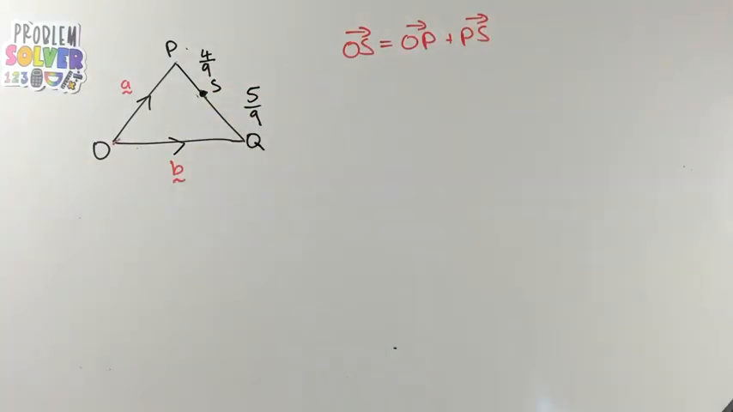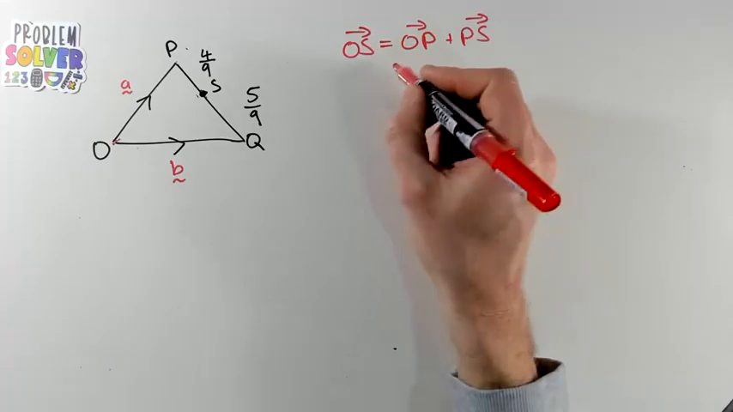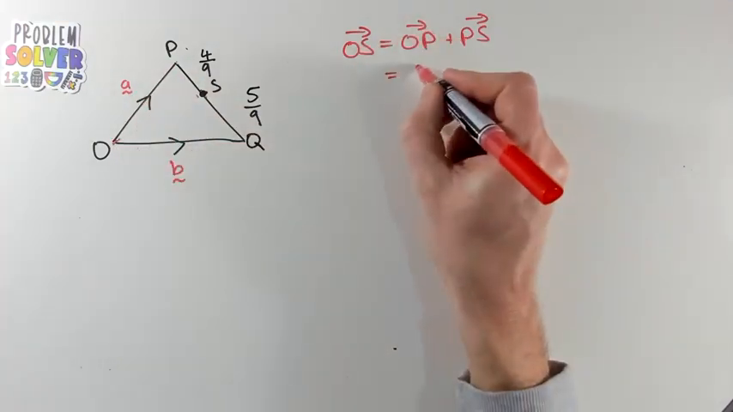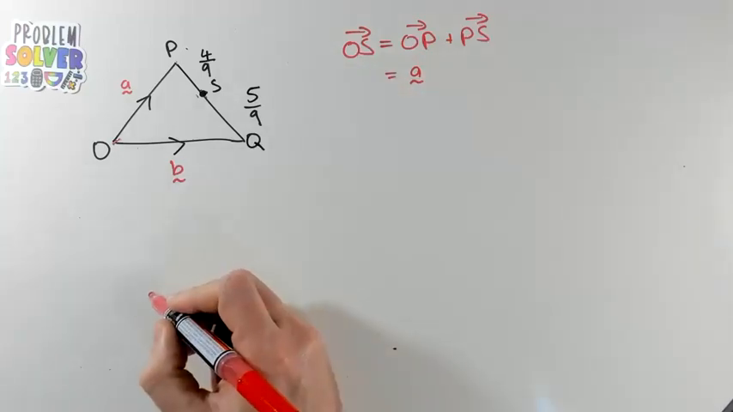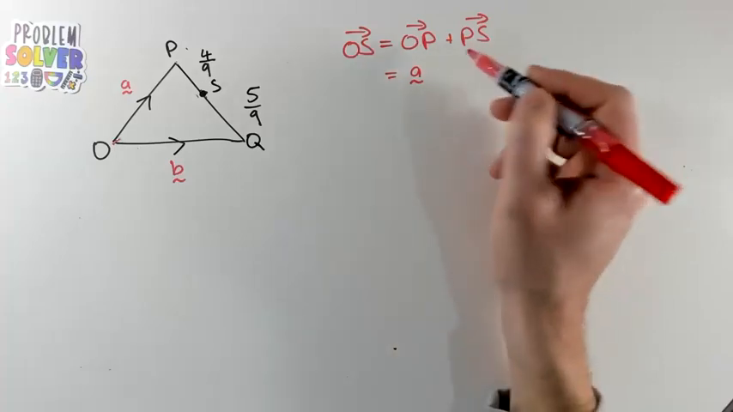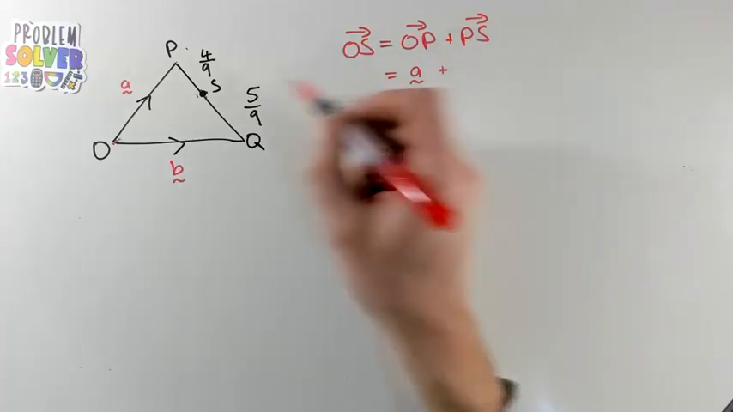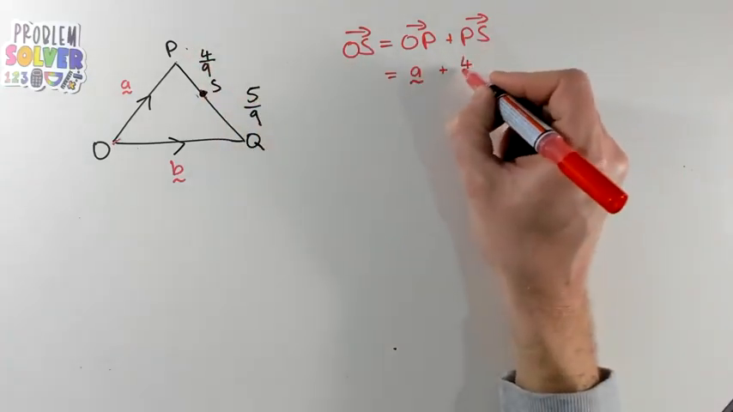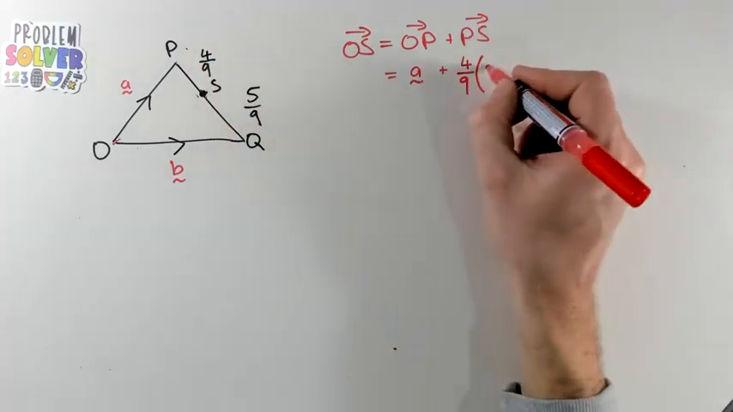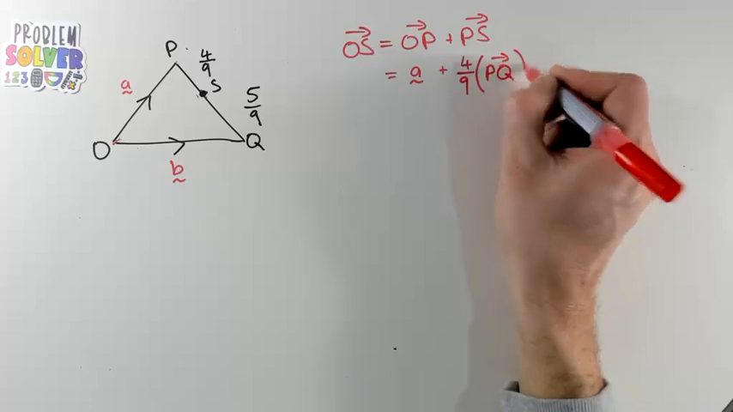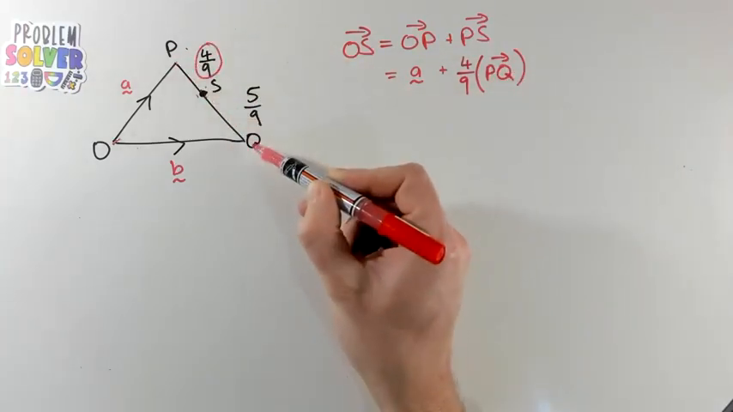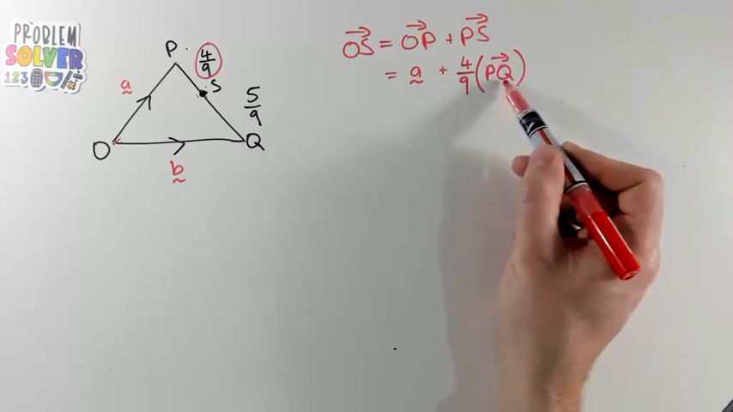I'm going to take this away. No problem, don't need that anymore. So OP is A. So I know that part is easy. That's just typical A. The problem comes in with PQ. Well, not PQ yet. So PS, I know, is 4/9 of PQ. Because PS is 4/9. We saw that. 4/9 of PQ.